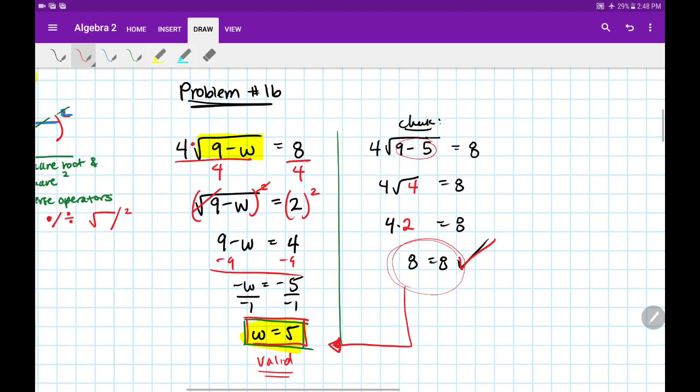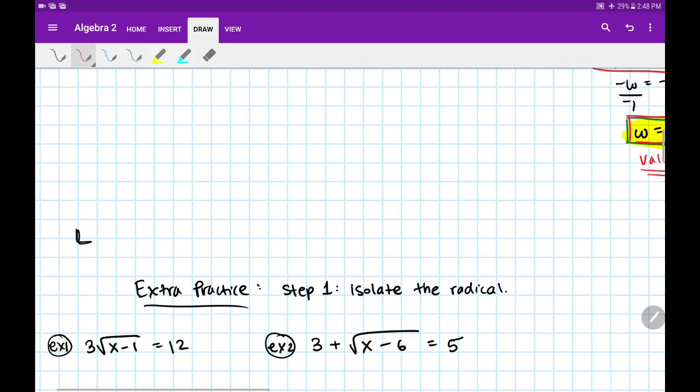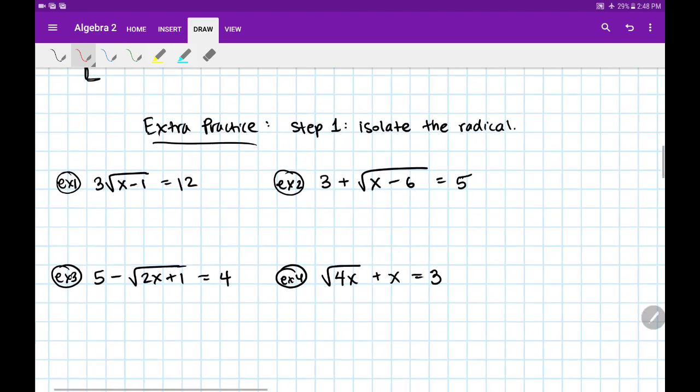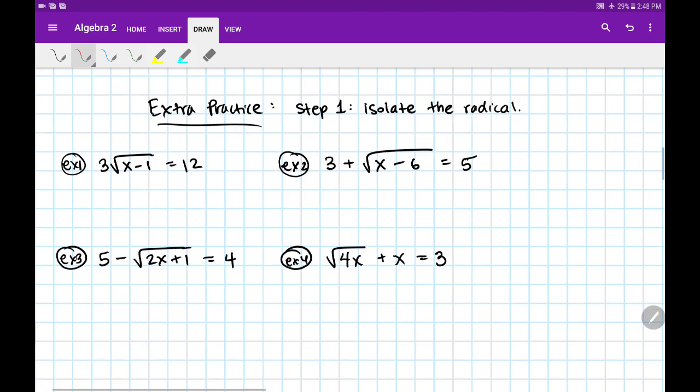Okay, that was problem number 1b. Let's do a couple more examples of isolating the radical. We're just going to do the first step, okay? So just to get you comfortable with what it means to get the radical by itself.